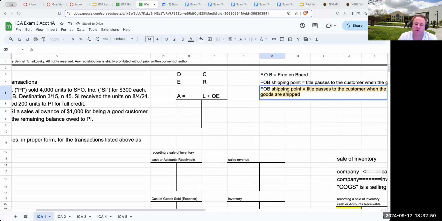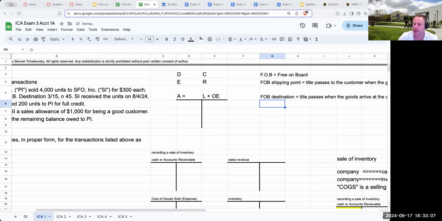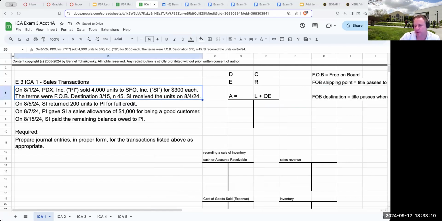If something is FOB destination, title passes when the goods arrive at the customer's place of business. Okay. That's what that means. So when I look at this, FOB destination, what this means is that when I record a sale, I'm going to do it when title passes. So I'm going to be recording the sale on August 4th. Why is that? Because it's FOB, or free on board, destination. Okay. We got that FOB, that free on board, out of the way.